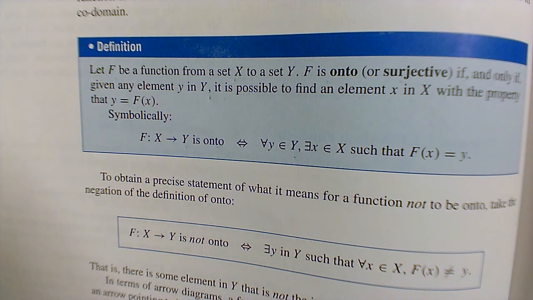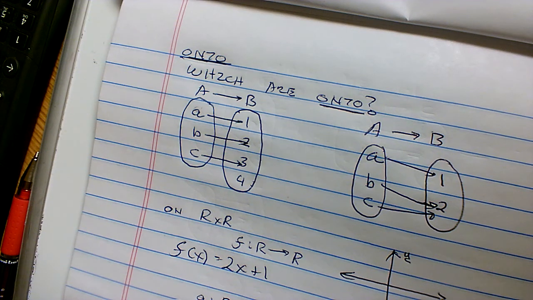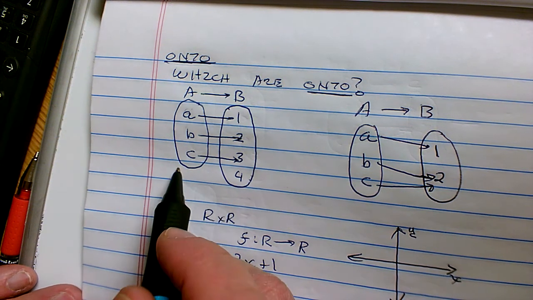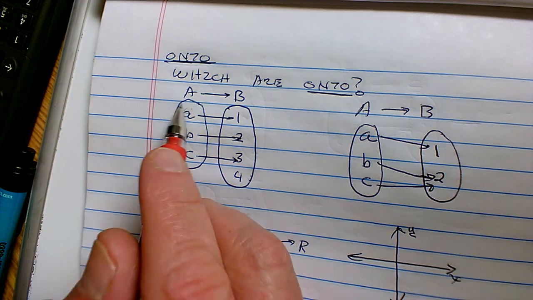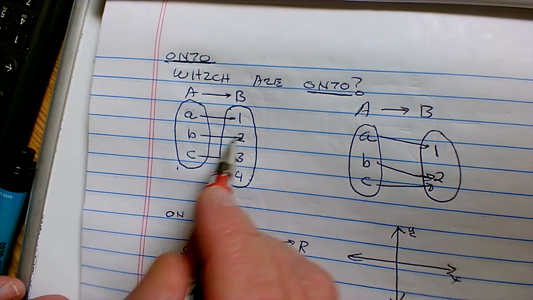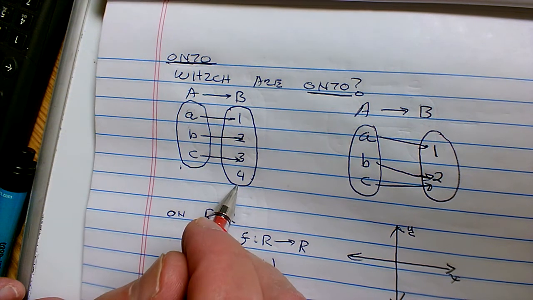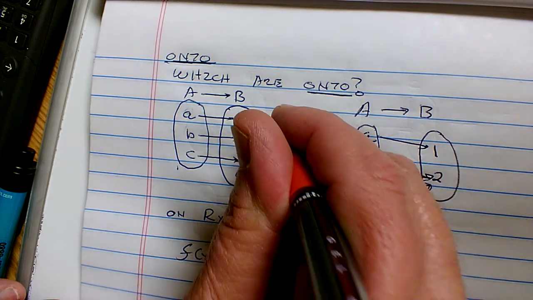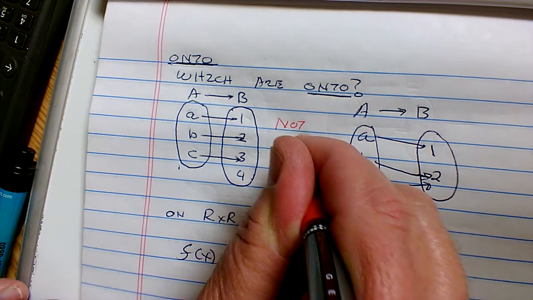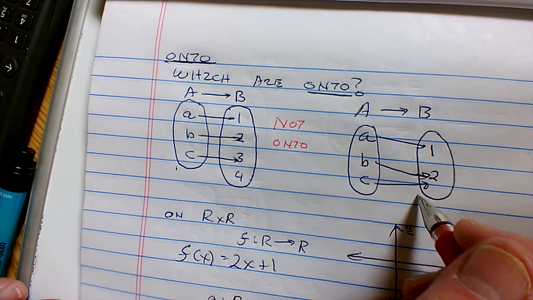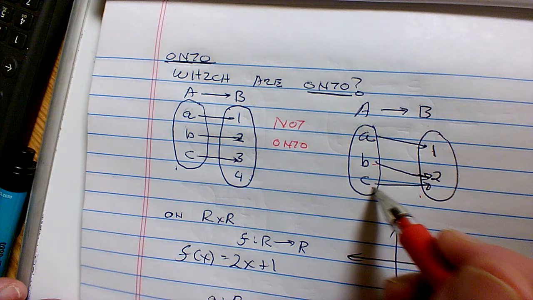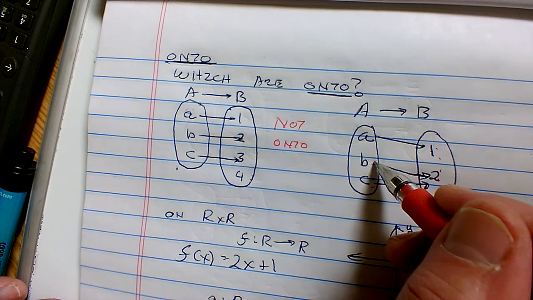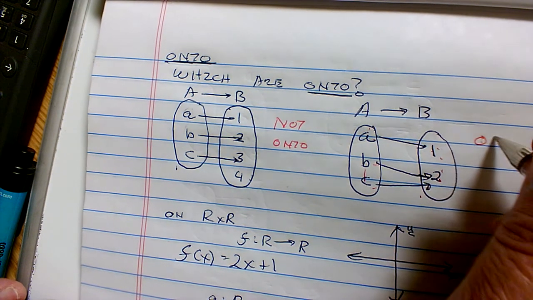Let's look at some examples, and I think that might help. Here are some arrow diagrams with some functions. Which of these are onto? Here, you can see I have a domain of a codomain of b. A maps to 1, b maps to 2, c maps to 3. 4 is an element that's in this codomain, but nothing is mapping to this one, so this one is not onto. Here, on the other hand, A maps to 1, B maps to 2, C maps to 2. Every one of these elements here in the codomain is the image of something in the domain, so this one is onto.